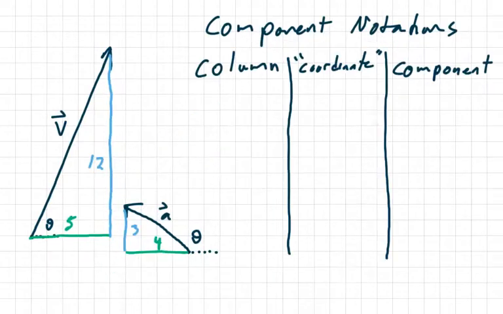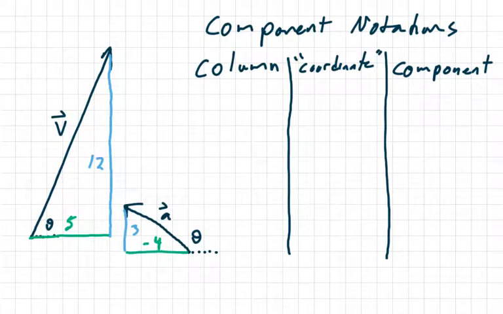So now that we have components, we need to talk about component notation. Notice that the x component for this triangle is 5 on vector v. The y component on vector v is 12. The x component on vector A is a negative 4. And then the y component is positive 3.